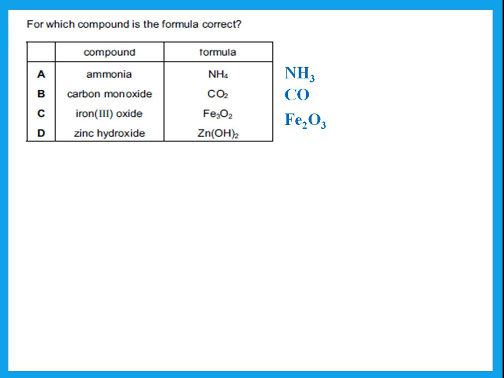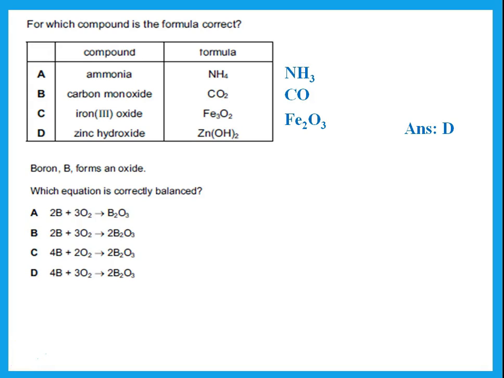Now, how do I write zinc hydroxide? We said zinc will always have a valency of 2, and the hydroxide has a valency of 1, so that is actually the correct formula for zinc hydroxide. Okay?